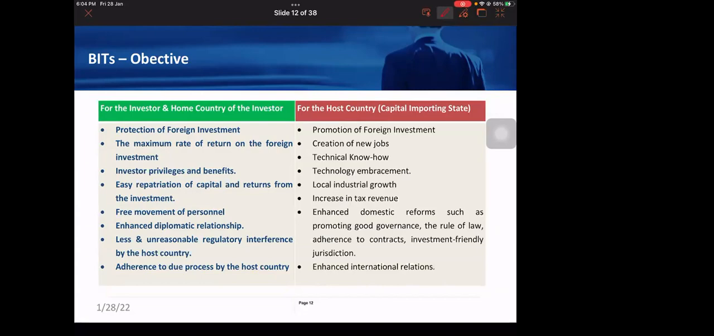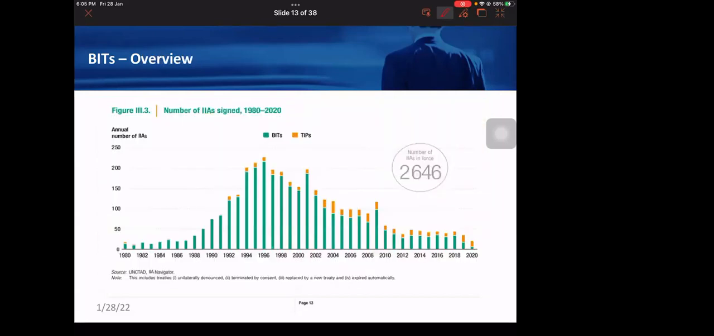That was the objective. So there's a belief that these due processes and less regulatory interference will help good governance and rule of law in the host country as well. And as I mentioned, it also enhances international relations. So this is broadly the rosy side, the objectives that bilateral investment treaties are supposed to bring to the table.